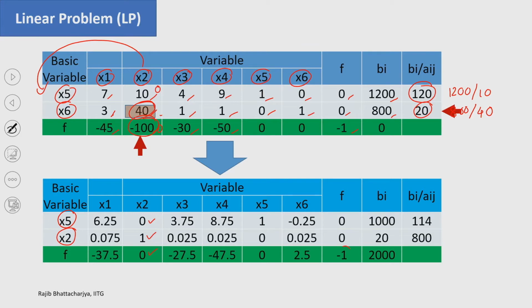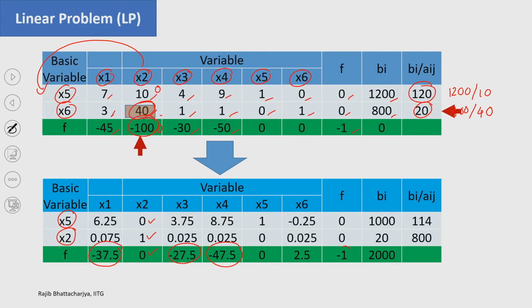Now, we have to check, is there any negative coefficient in the objective function row? Yes. So, we have actually. So, this is minus 37.5, this is minus 27.5, this is minus 47.5. That means, I can still reduce the objective function value, and what I have to do?